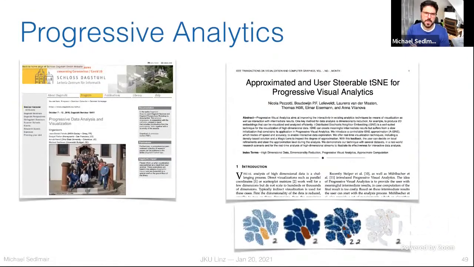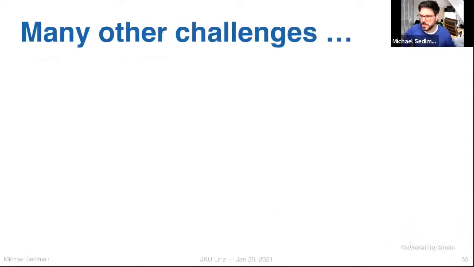And I think that's a really interesting idea. So we had a Dagstuhl seminar on that, and there are first contributions coming out of that. For instance, this progressive t-SNE that you can use to apply t-SNE to much bigger data sets, and to do that in a fashion that you don't have to wait until everything is computed first. So a pretty cool and promising area.